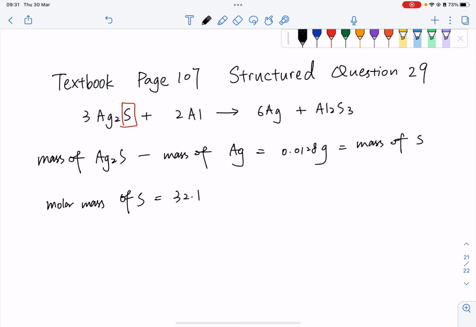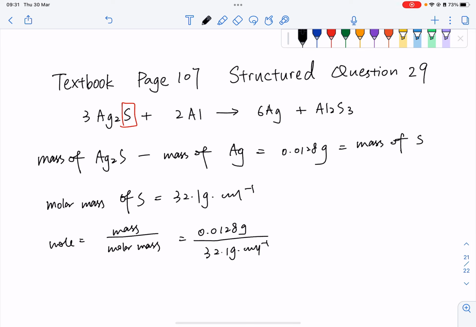This should be 32.1 gram per mole, right? So the mole will be mass over molar mass. The mass here is 0.0128 grams, divided by the molar mass of 32.1 gram per mole. The moles will be 3.988 times 10 to the power negative 4 mole here. So this is the answer.